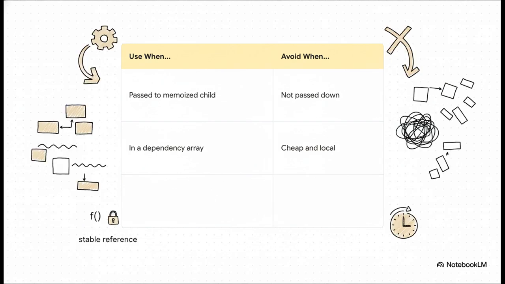And last but not least, useCallback. This hook's number one job is to solve that unstable reference problem for functions. It memoizes the function itself, so you get the same stable reference on every render. This becomes absolutely critical when you're passing a function down to a child component that you've already wrapped in React.memo. If you don't use useCallback, you're just passing a new function every time, which totally defeats the point of using memo in the first place.